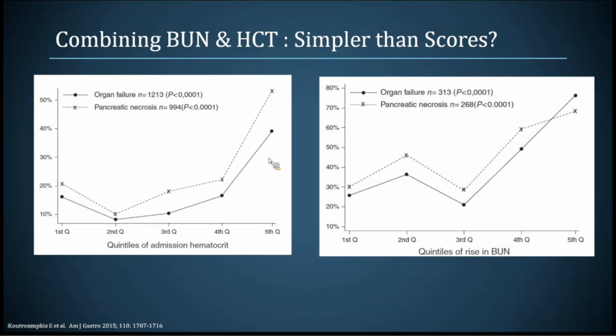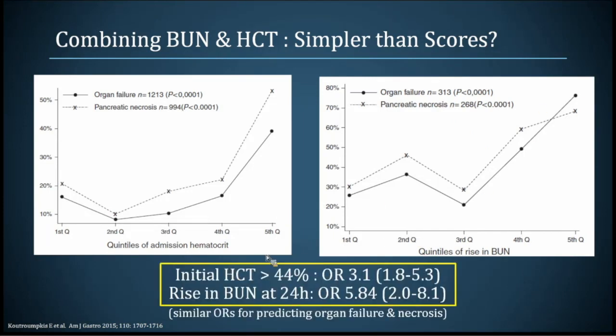If you look at the rise in BUN at 24 hours, the higher the rise in BUN, you'll see that the rates of organ failure and pancreatic necrosis continue to rise. Overall, the initial hematocrit over 44% carries an odds ratio of 3, so a threefold increase in rates of organ failure and necrosis. That rise in BUN at 24 hours, any rise at all, not just a certain level of rise, was associated with an odds ratio of 6, again for predicting organ failure and necrosis.